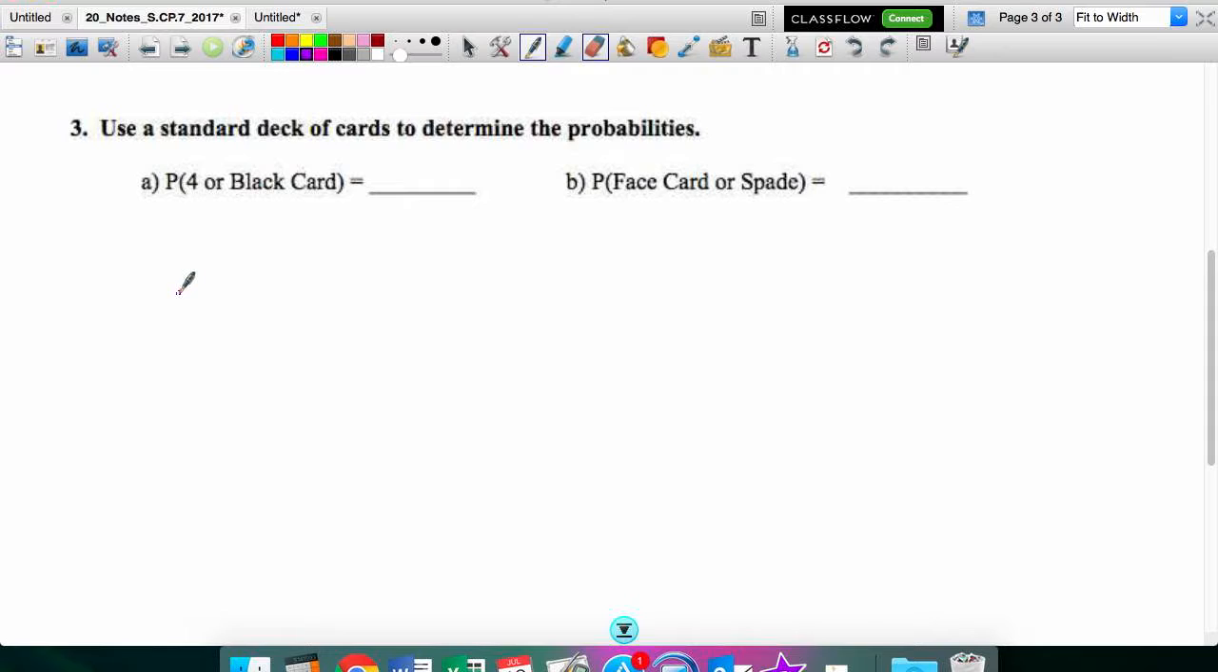Let's take a look at example 3. Using a standard deck of cards, we want to determine the probabilities. In part A, we want to find the probability that we have a 4 or a black card.